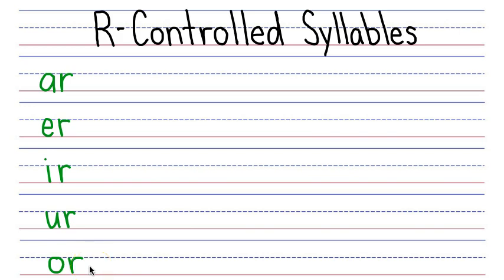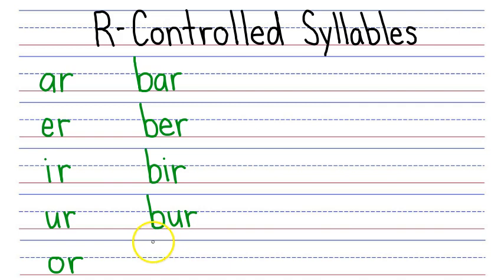In an R-controlled syllable, a consonant can come before the R-controlled phonogram and not change the vowel sound. For example, in bar, burr, and bore. So bar could be spelled with a B that says B and an AR that says ar. Bar. Burr, as an R-controlled syllable, could be spelled with a B that says B, followed by an ER, burr, or a B followed by an IR that says er, burr, or a B followed by a UR that says er, burr. And then bore can be spelled with a B that says B, followed by an OR, bore.